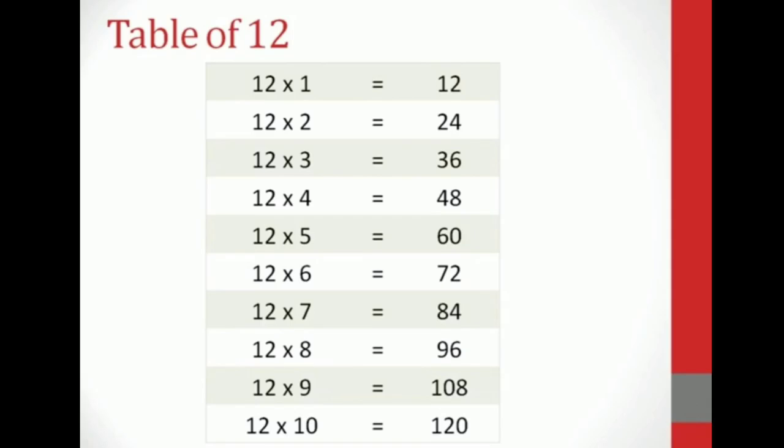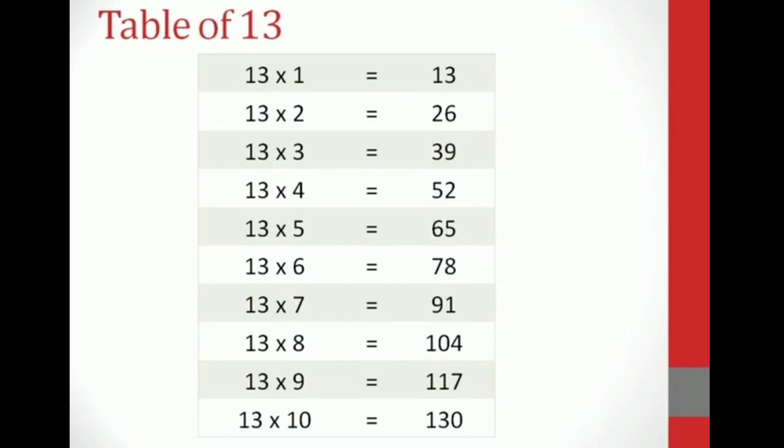After that, there comes the table of 13. So 13 ones are 13, 13 twos are 26, 13 threes are 39, 13 fours are 52, 13 fives are 65, 13 sixes are 78, 13 sevens are 91, 13 eights are 104, 13 nines are 117, and 13 tens are 130.